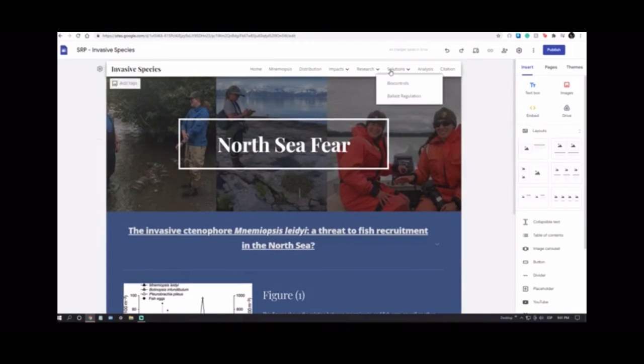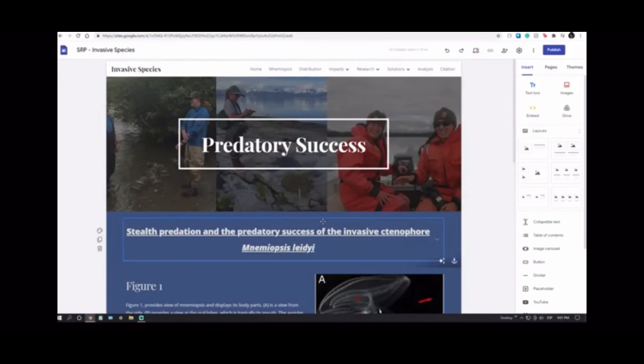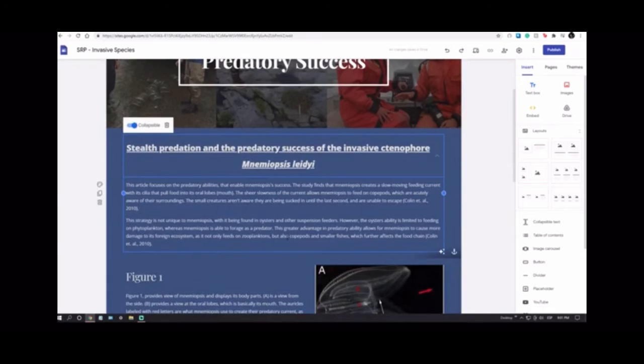So if we go to the last research study, which will focus on the predatory success of Mnemiopsis. I was talking about this earlier with the copepods and the invisibility that Mnemiopsis practically possesses. So here we have the link.